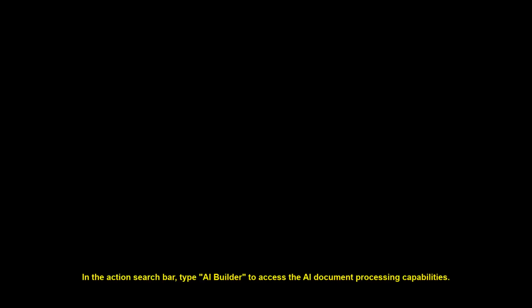In the Action search bar, type AI Builder to access the AI document processing capabilities. Select Extract information from documents to process the files. In the Configuration panel, choose the model you want to use for document processing. Connect the relevant data sources to the flow. Map the fields from your documents to ensure accuracy in data extraction.